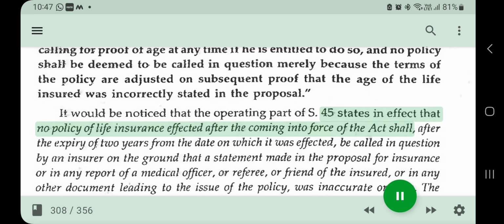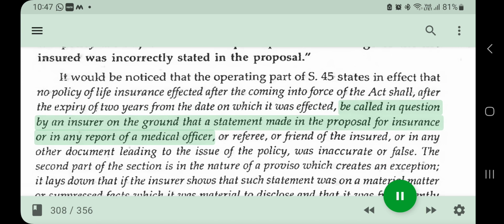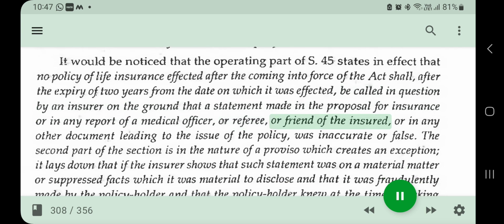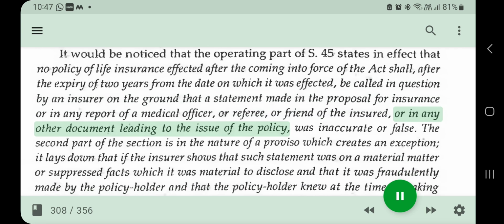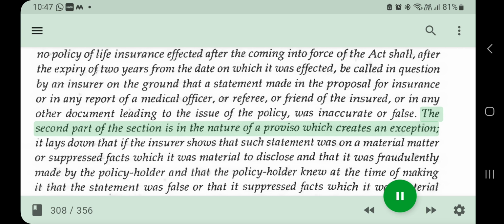Section 45 states, in effect, that no policy of life insurance effected after the coming into force of the Act shall, after the expiry of 2 years from the date on which it was effected, be called in question by an insurer on the ground that a statement made in the proposal for insurance or in any report of a medical officer, or referee, or friend of the insured, or in any other document leading to the issue of the policy, was inaccurate or false. The second part of the section is in the nature of a proviso.